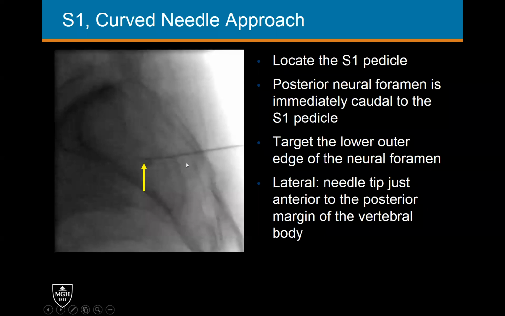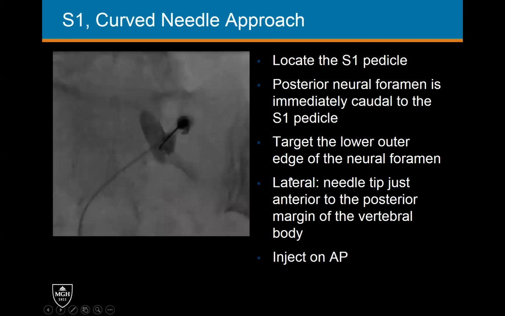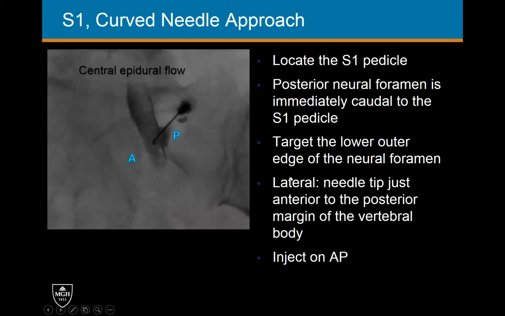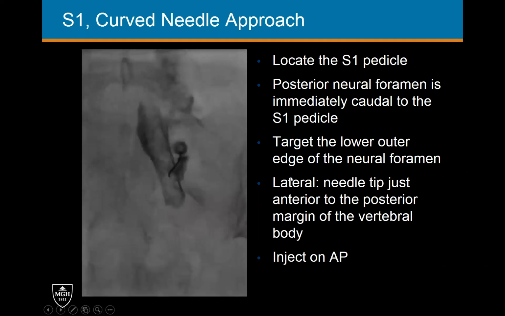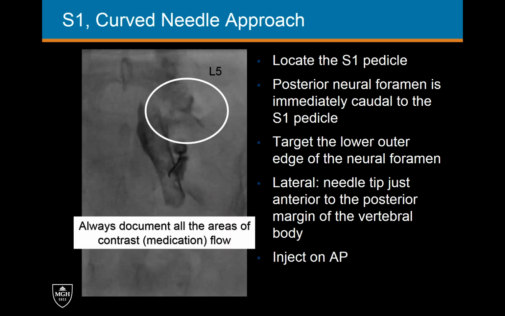And then you go to the lateral once you get through, and the needle tip is just anterior to the posterior margin of the vertebral body. Because remember, again, we're targeting the anterior ramus, the ventral ramus, not the posterior ramus. So you want to get further anterior, and you start injecting on the AP, you get central epidural flow. And in this particular case, we actually got flow along the L5 nerve root as well.